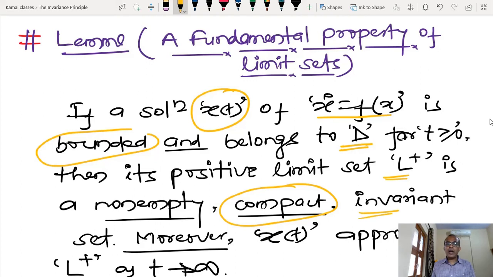An invariant set is required because xt might converge to some kind of set or some kind of point, that doesn't matter for us. So a solution xt of x dot equal to fx, bounded and belongs to D for all t greater than or equal to 0. Since the solution stays inside a bounded region, whatever limit set I am talking about, not a limit point, the limit set is non-empty, compact and invariant. Moreover, xt approaches L plus as t tends to infinity.